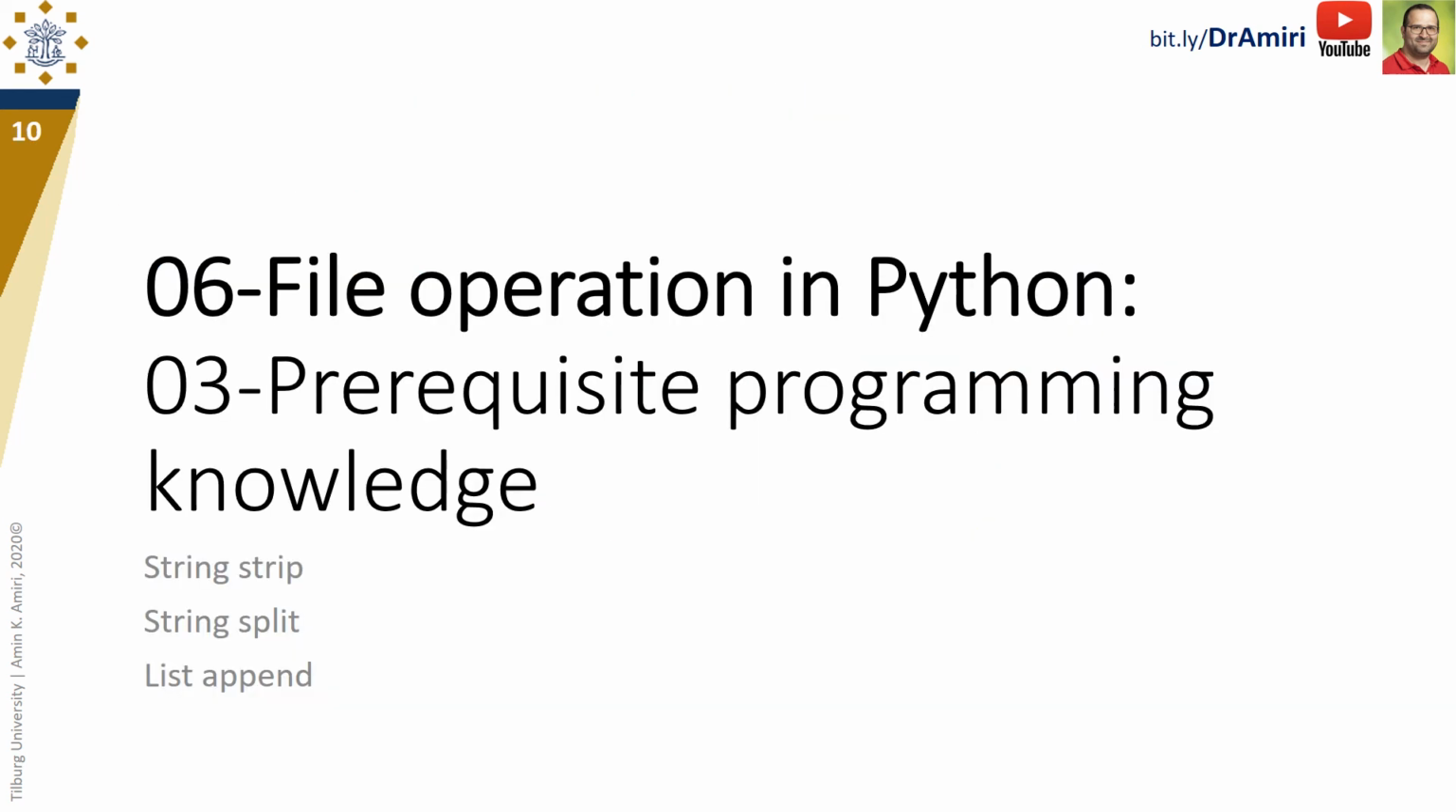So we learned the role of hard disks, RAM, and various file types in an operating system. Now it's time to learn about three methods of strip, split, and append, which are required for file operations in Python.